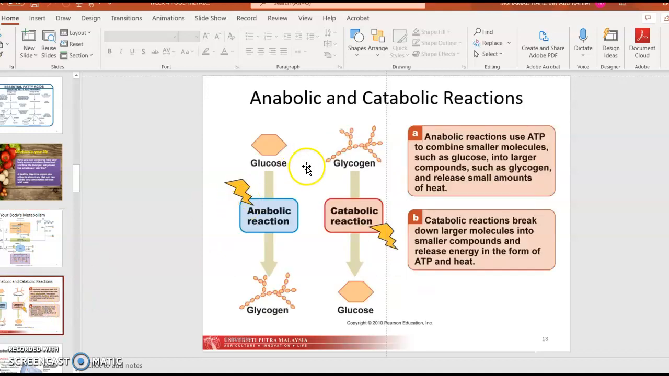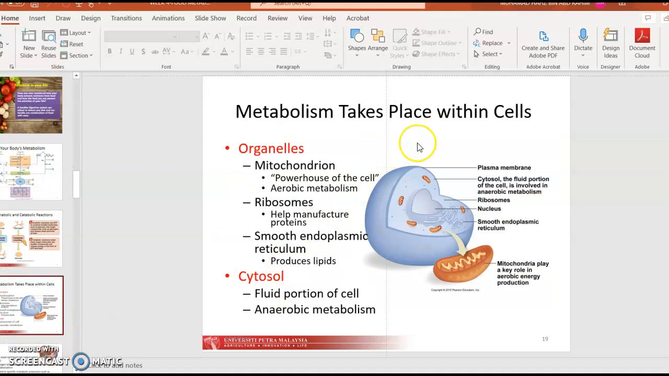Basically you guys know what anabolic and catabolic reactions are. Anabolic reaction is the build up, for example, glucose to glycogen, while catabolic reaction is the breakdown, for example, glycogen to glucose. The process of catabolic reaction can produce ATP, while anabolic reaction will use up ATP. So metabolism takes place within the cell.